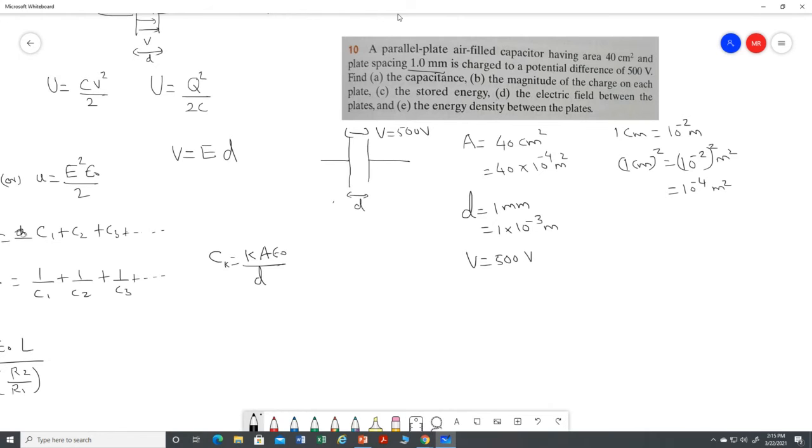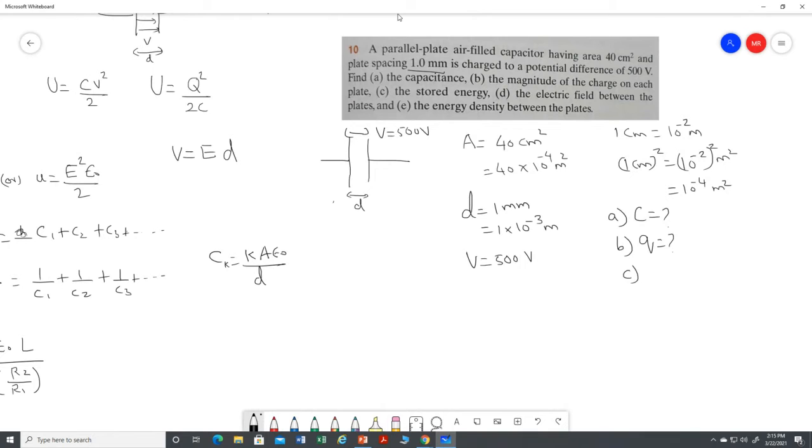Now, by using this area, this d value, that means the space between the plates, and the potential between the two plates, what are the things we are going to find? First one, we are going to find the capacitance. So this is our first question. And second question, we are going to find what should be the charge sitting in the plates.